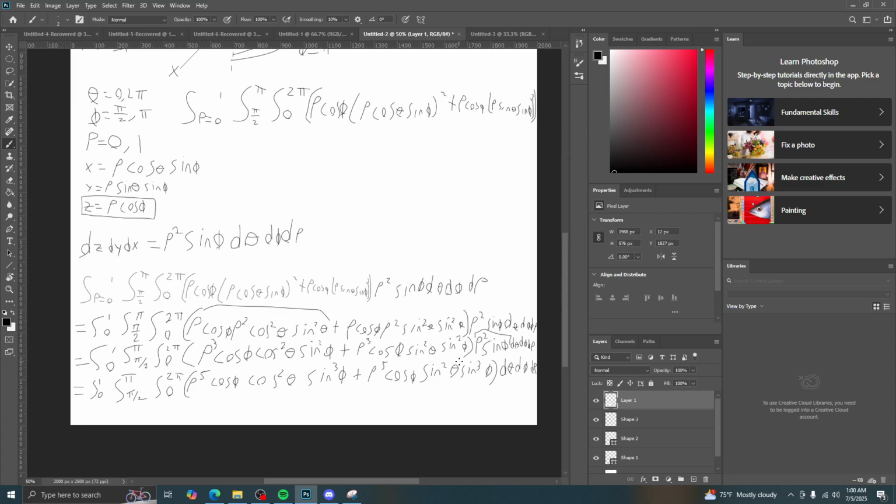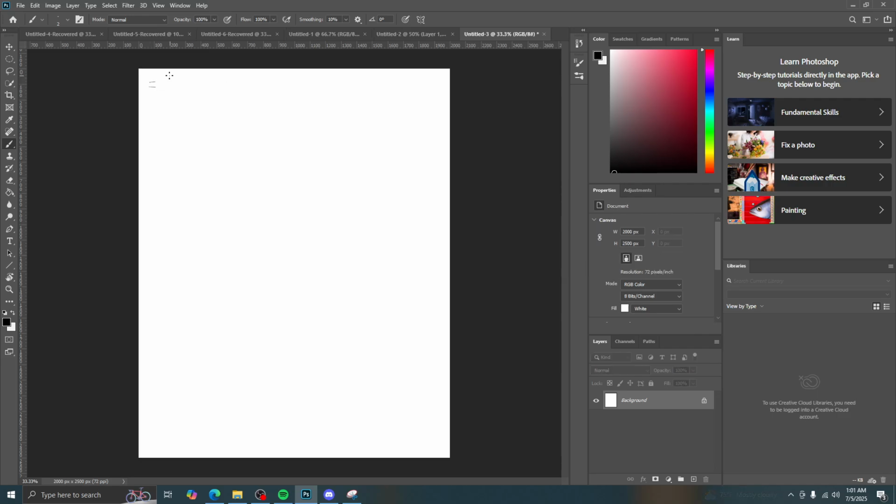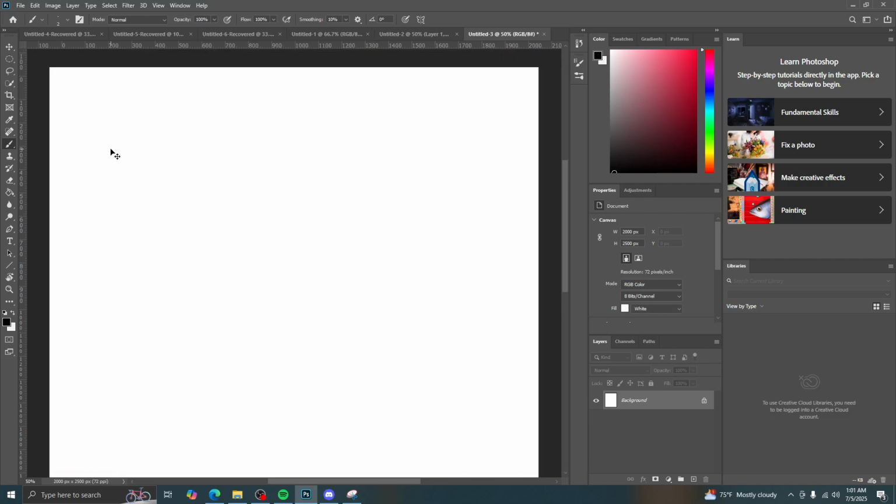Right. So cosine phi cosine squared theta. Right. Okay, sorry. I'm going to take out the rho to the fifth, and I'm going to take out the cosine phi, and I'm going to take out the sine cubed phi, so that I can get cosine squared plus sine squared. And also because those are all like terms, and that's how the distributive property works. Let me zoom in a little bit.